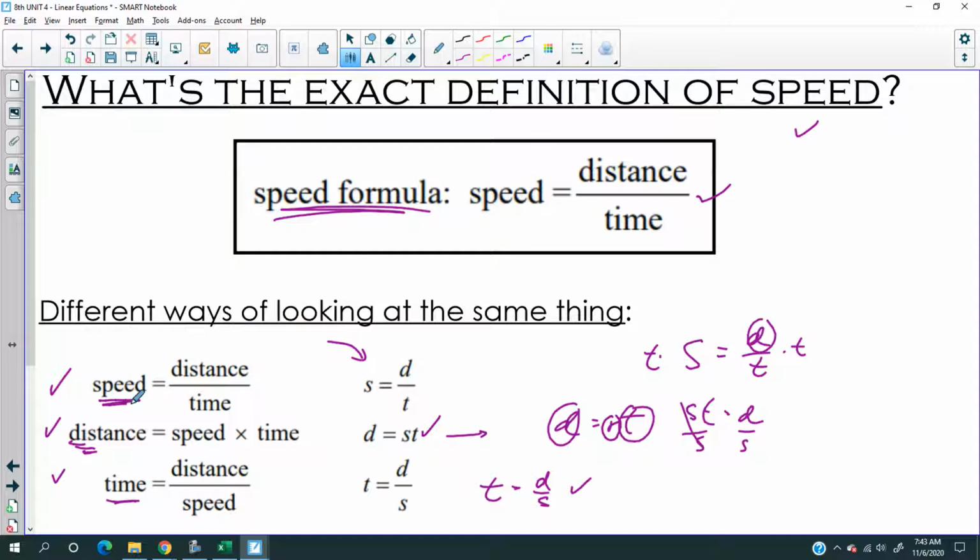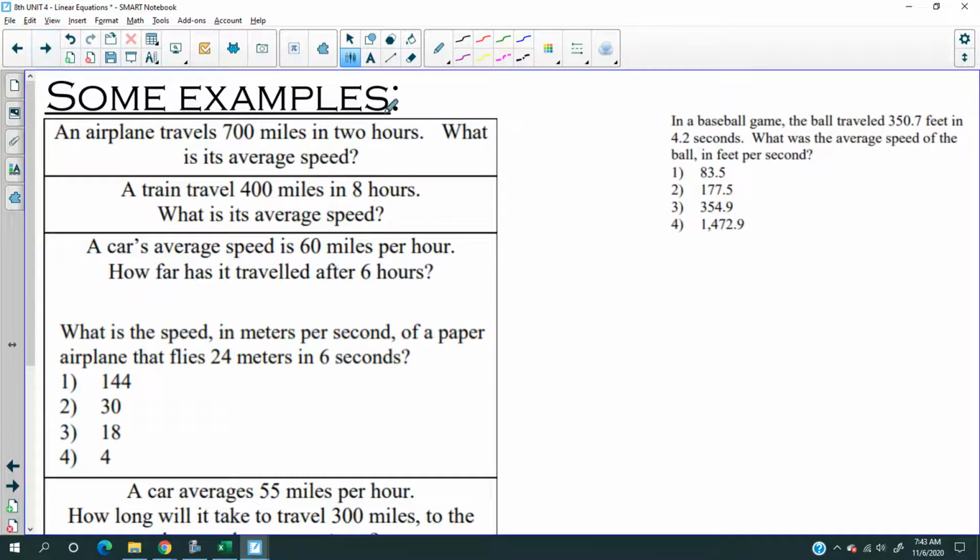The first instance, we're talking about speed. The second instance, we're talking about distance. The third instance, we're just talking about time. So let's apply what we know here. I just want to show you a couple of examples. Very straightforward. I'm not even going to do all of these, because that would be silly. I just want to let you get your footing into this topic.